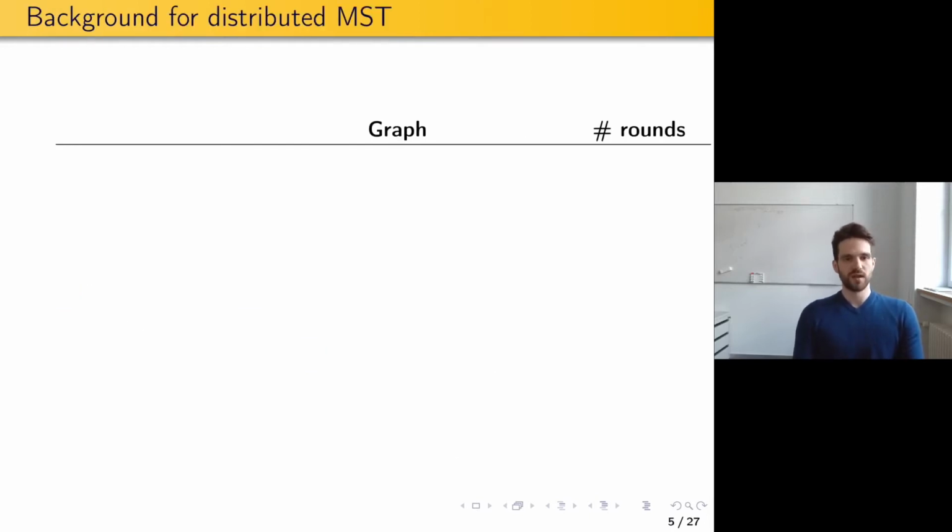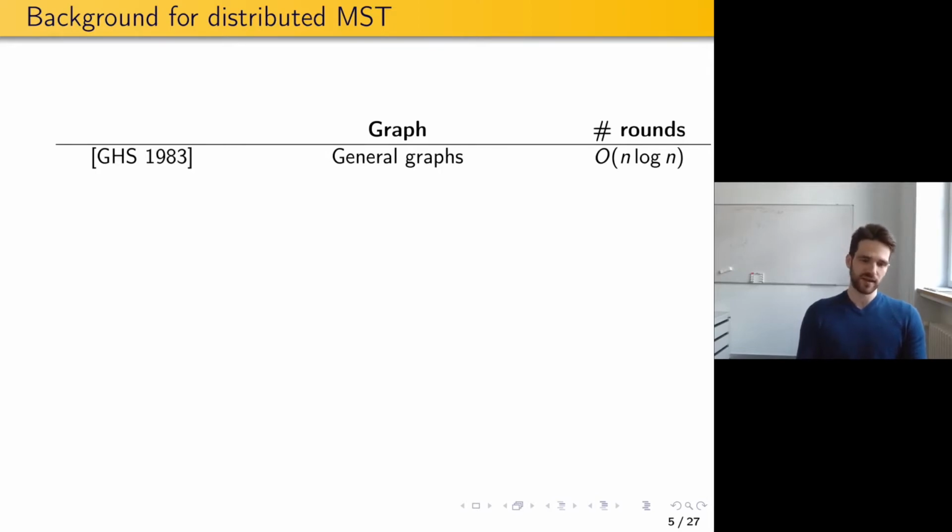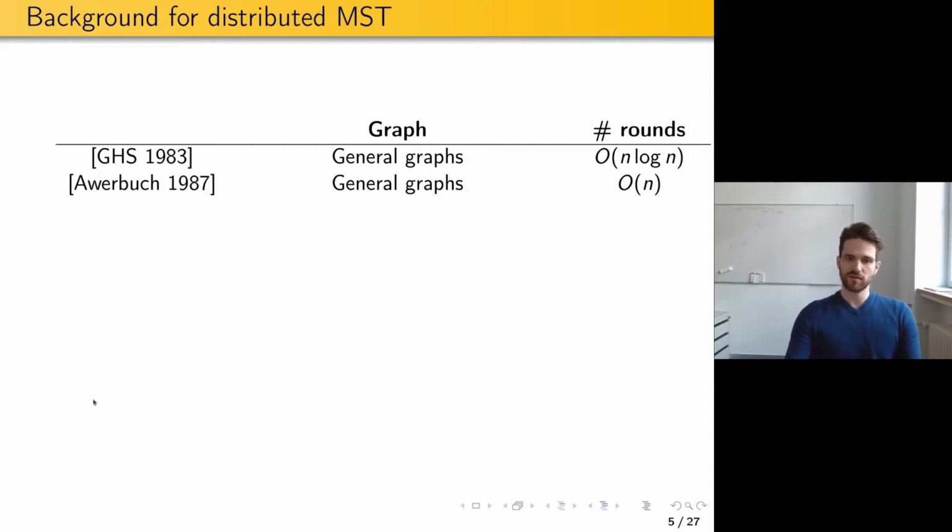All right. So now let's talk about the background for the distributed minimum spanning tree problem. As I said before, it was introduced by Gallager, Humblet, and Spira in 1983, and they gave an n log n algorithm that works on every graph. This was later improved by Awerbuch in 1987 to an optimal order n algorithm.